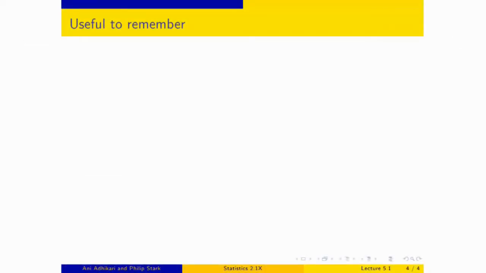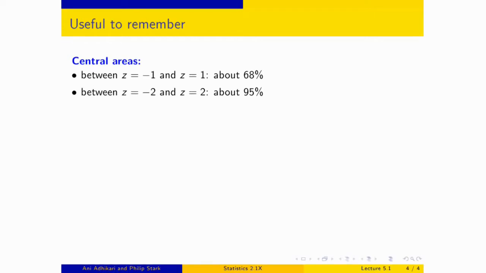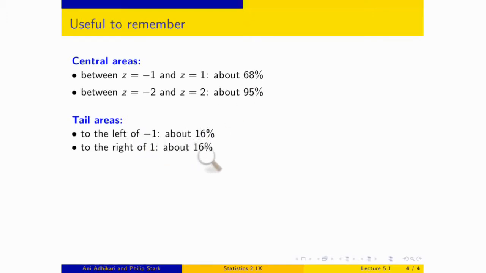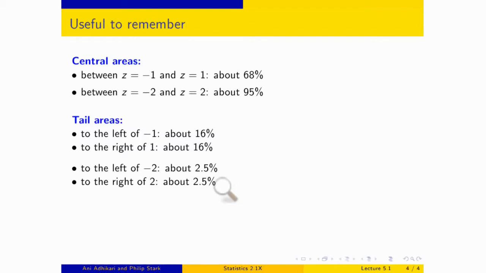So let's make a list of some values that are useful to remember. Central areas: between z equals -1 and +1 we said was about 68%, just over 2/3. Between -2 and +2 was about 95%. If you know the central area, you can exploit the symmetry of the curve to find tail areas. If between -1 and 1 I have 68%, then outside that range I have 32%. Since the curve is symmetric, each tail has 16%. Equally, each tail, the one to the left of -2, the one to the right of 2, are about 2.5%, because in between -2 and +2 you have 95%.